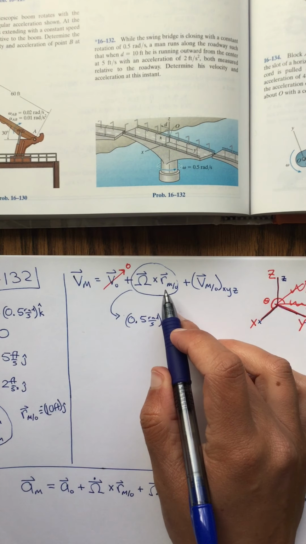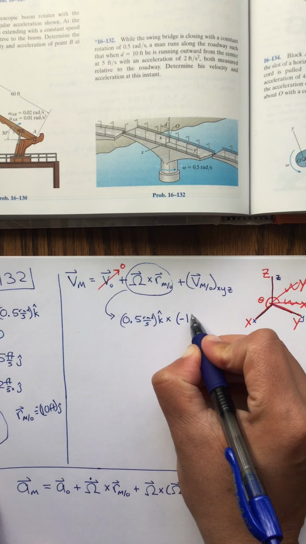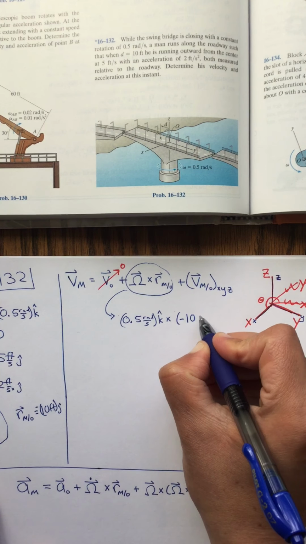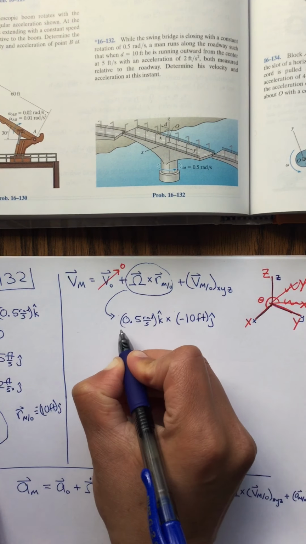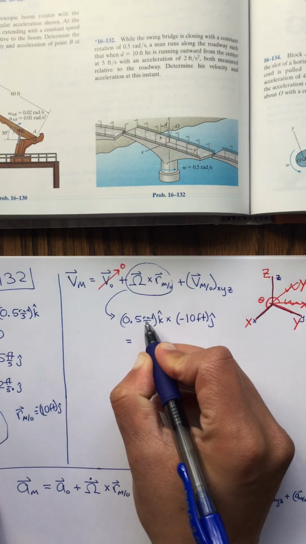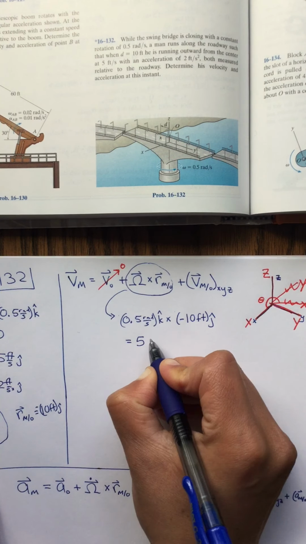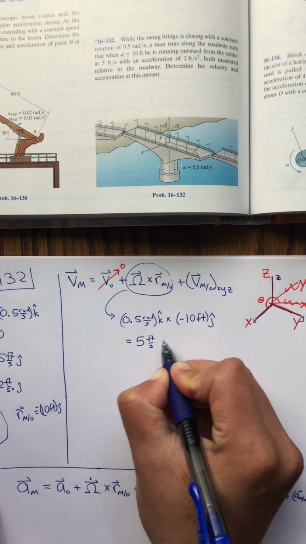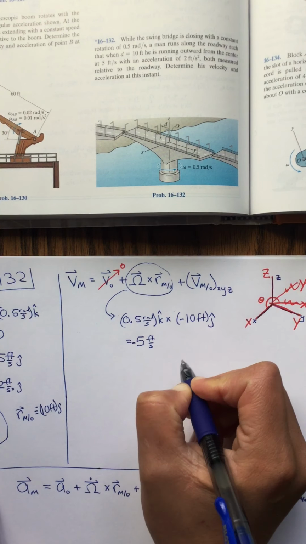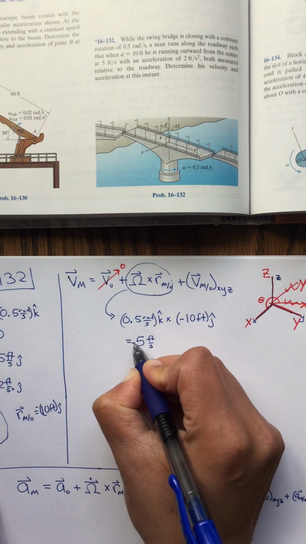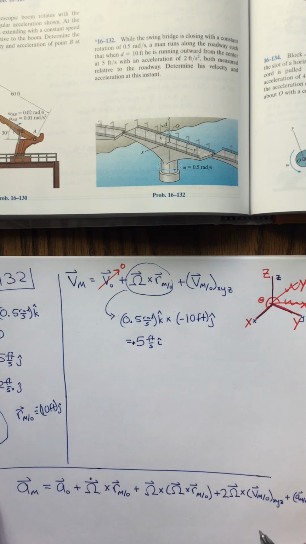And our position vector, that's in the negative j hat direction. The distance between the man and the origin at this point in time is 10 feet. Okay, so that gives me 0.5 times 10 is 5. Radians per second times feet is feet per second. I have this negative sign here, which I don't want to forget about. When I do k hat crossed with j hat, that gives me a negative I hat, so the negative becomes positive, and that is in the I hat direction.